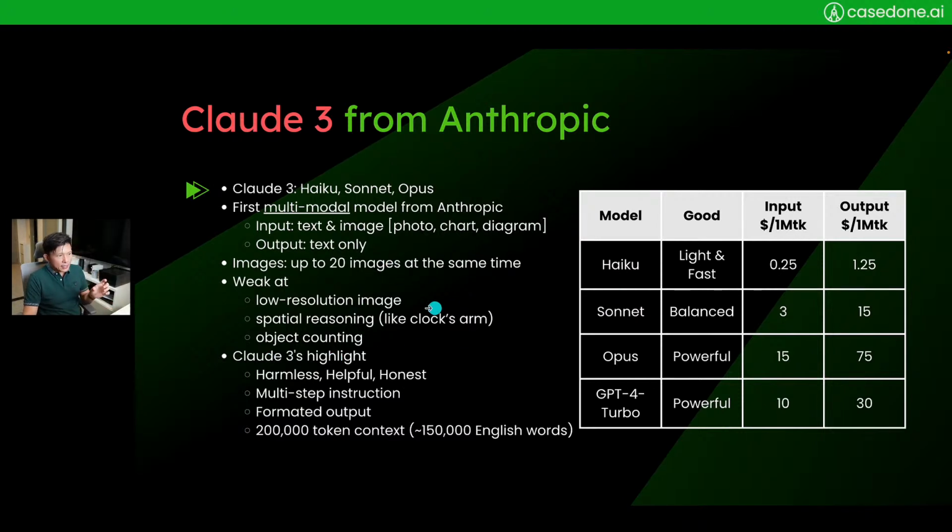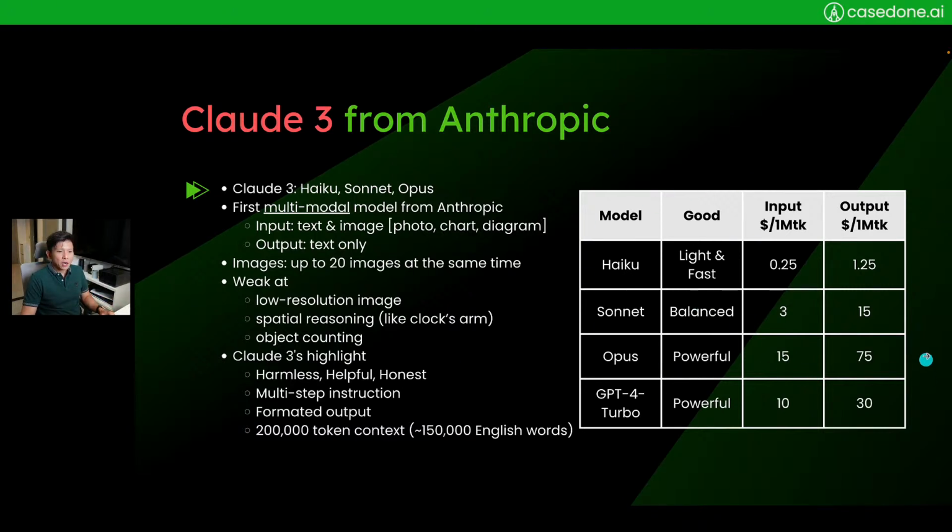Now the highlight of Claude 3 is this: the model is going to provide responses that are harmless, helpful, and honest. It can do multiple step instructions well, and it can output in a convenient format, like JSON format, for example. It's going to be convenient for developers to use the output afterwards. And now the context length is expanded to 200,000 tokens, which is equivalent to about 150,000 English words.